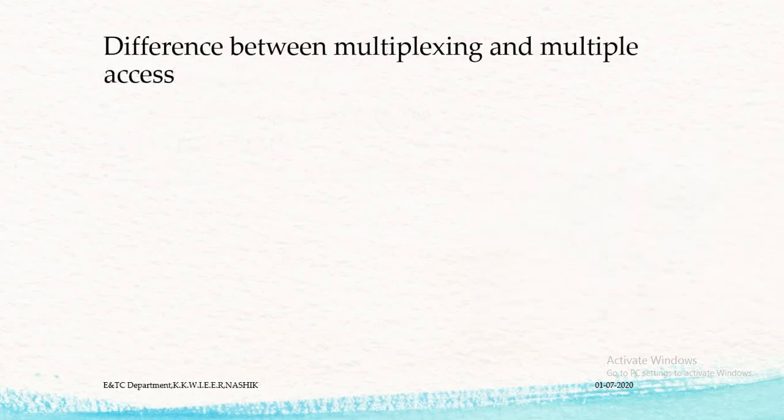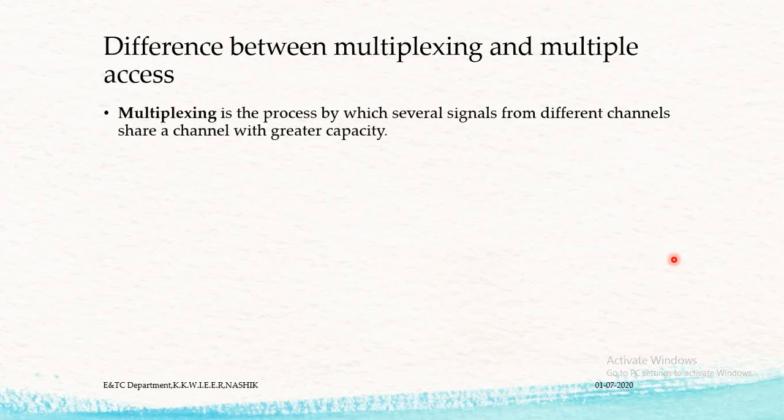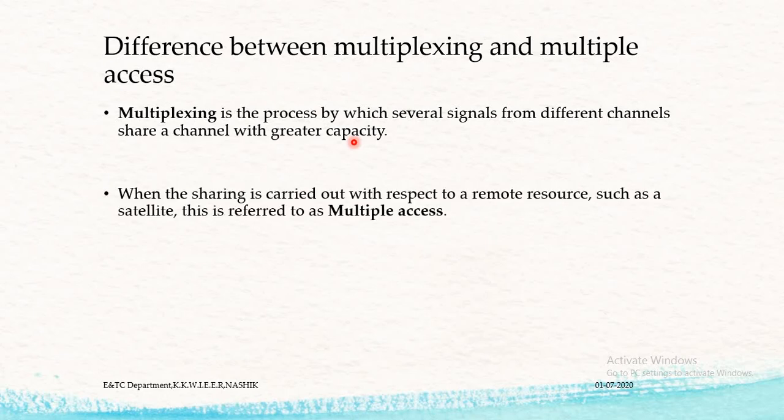So let's begin. So first thing is, up till now we have studied the word multiplexing. So what is the basic difference between multiplexing and multiple access? So first thing is, multiplexing is a process in which several signals from different channels are shared on a channel with a greater capacity. So here a greater channel is shared by a number of channels, that is called multiplexing.